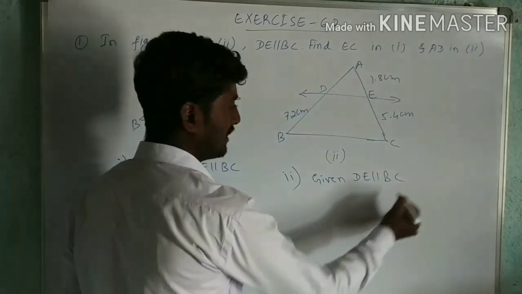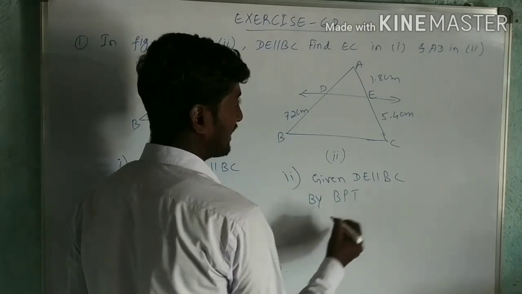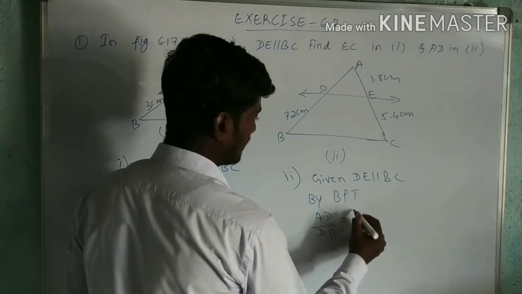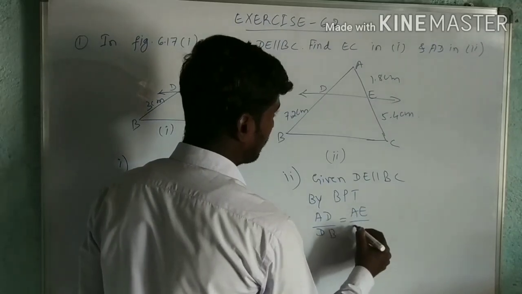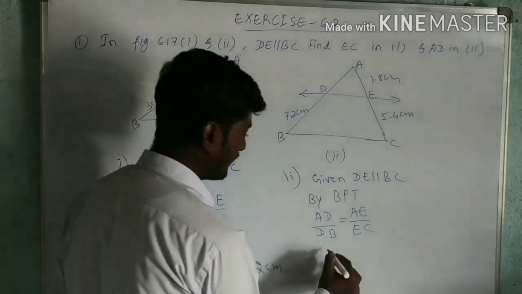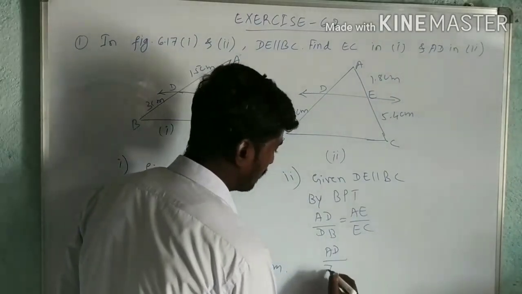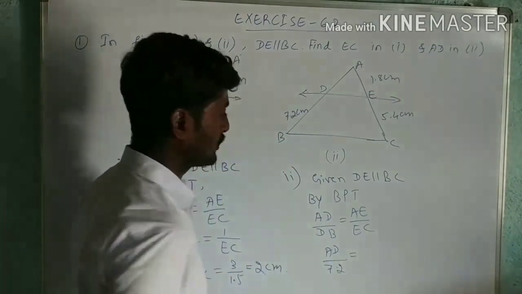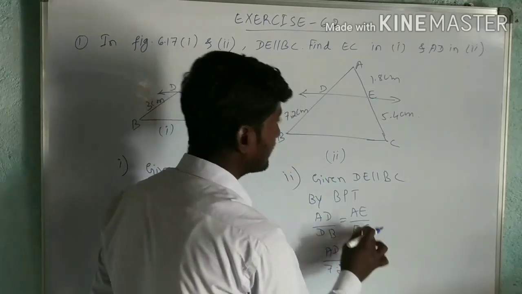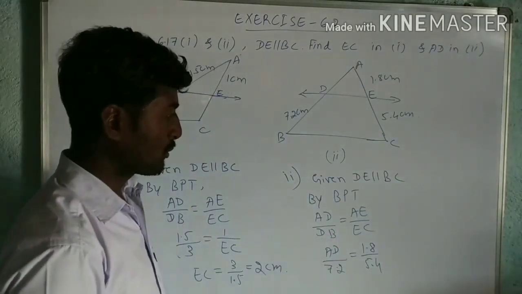They have given it by BPT, so again what can I write? AD divided by DB is equal to AE divided by EC. Now we have to find AD, so keep AD as it is. DB value is 7.2, equal to AE divided by EC. AE is 1.8. EC is 5.4. Now I am going to find AD.